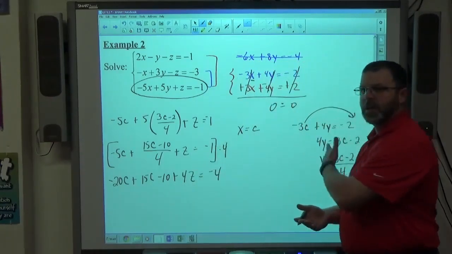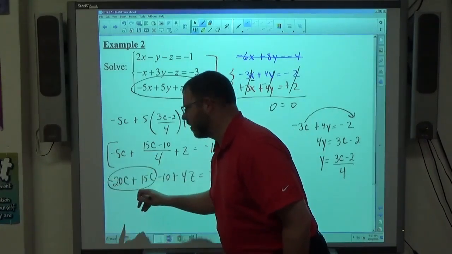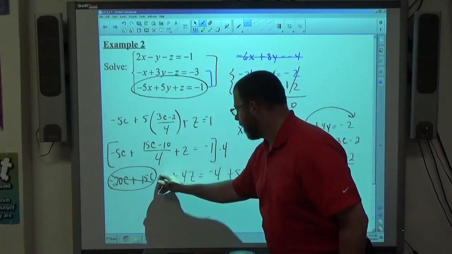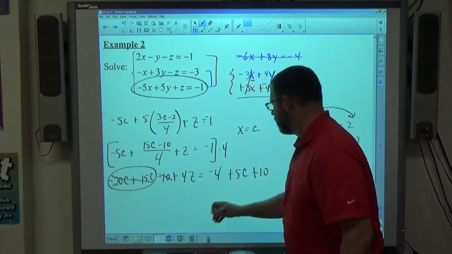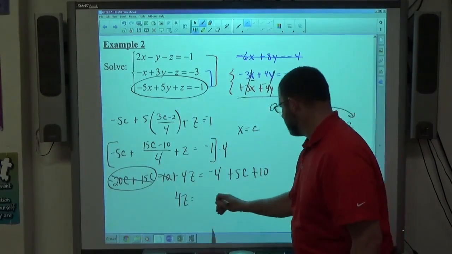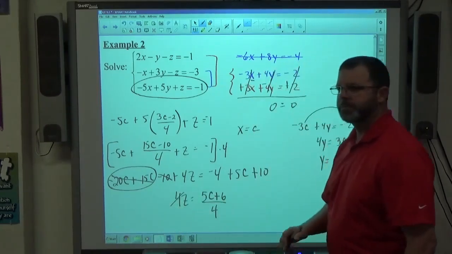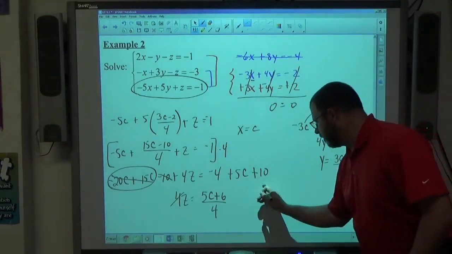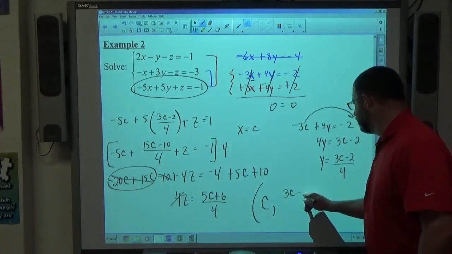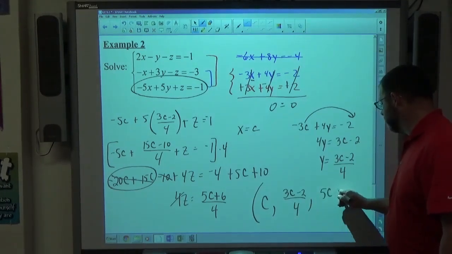Now everything that isn't z comes over to the right hand side. That's a negative 5c right there, so it's going to move over to the plus 5c. And that's a minus 10 becomes a plus 10. So altogether I get 4z is equal to 5c plus 6, divided by 4. So my answers in terms of c are x equals c, y equals 3c minus 2 over 4, and finally z is equal to 5c plus 6 over 4.